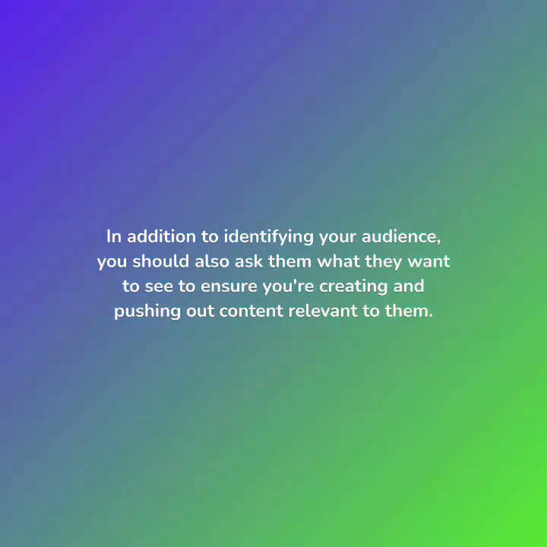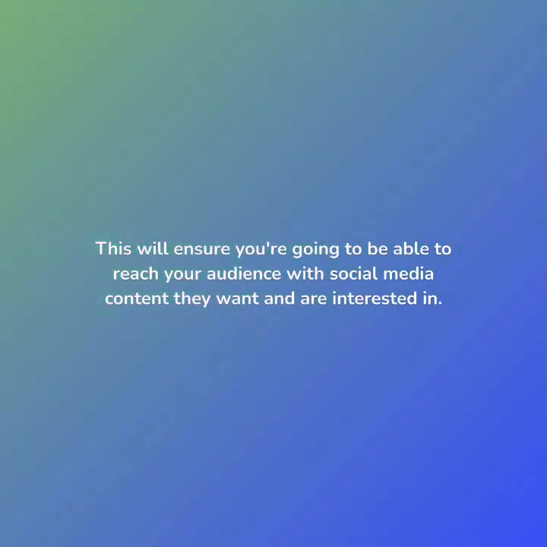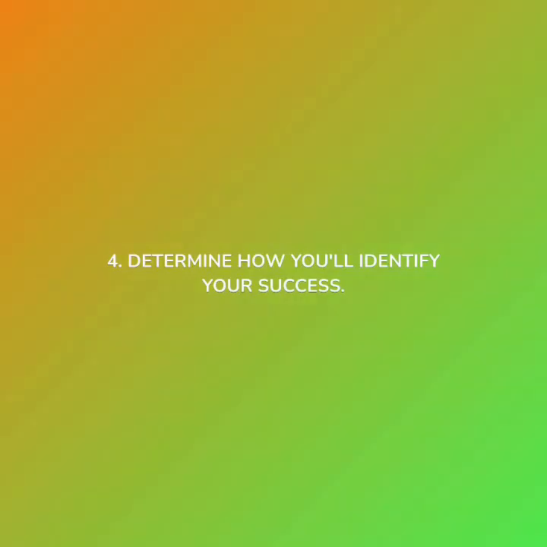3. Ask your audience what type of content they want to see. In addition to identifying your audience, you should also ask them what they want to see to ensure you're creating and pushing out content relevant to them. This will ensure you're going to be able to reach your audience with social media content they want and are interested in.